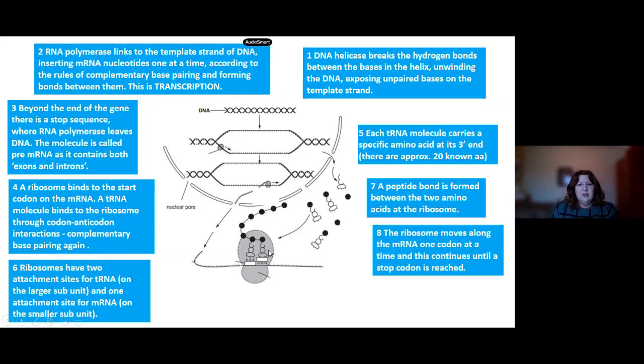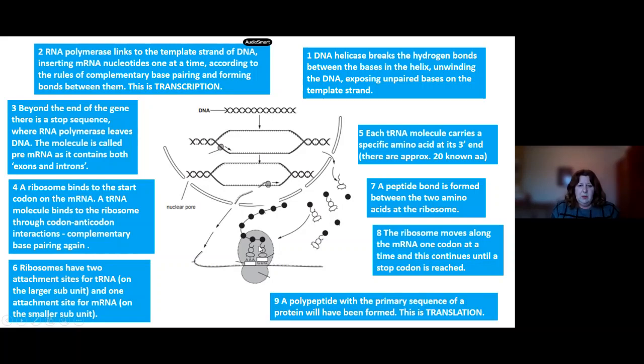The ribosome carries on moving along the messenger RNA, 1 codon at a time, until the stop codon is reached, and then the polypeptide chain is able to break away. What we've formed at the moment is something called the primary sequence of a protein, because we have a sequence of amino acids. We have a number of amino acids, depending on the DNA that's unwound, in a particular order, and that is what we call the primary sequence of a protein, just to link back to that topic for you. So this is translation. Transcription occurs in the nucleus, translation occurs out in the cytoplasm.